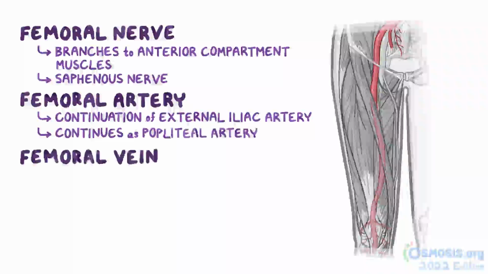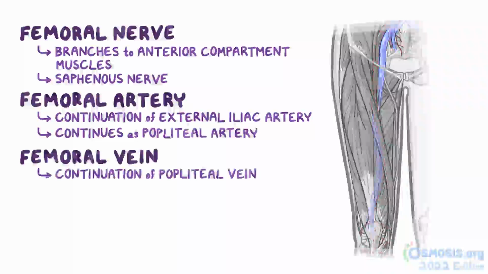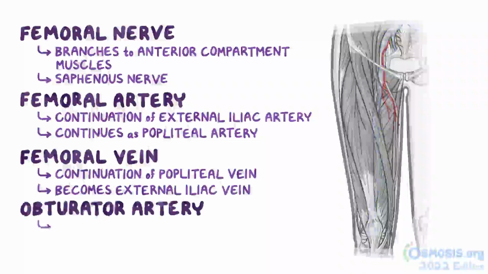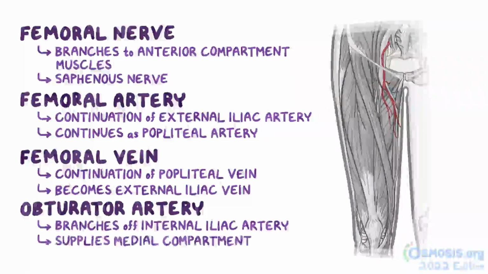The femoral vein is a continuation of the popliteal vein, moving proximally from the adductor hiatus, from where it ascends through the adductor canal, enters the femoral sheath, and then ends posterior to the inguinal ligament, where it becomes the external iliac vein. Both the femoral vein and artery give branches that supply different structures in the thigh. Finally, we have the obturator artery, which branches from the internal iliac artery and supplies the medial compartment.